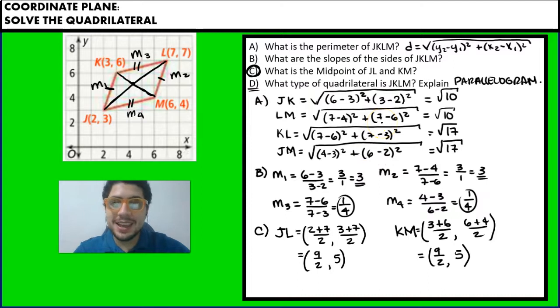And that's basically it for today, guys. So make sure that you review these basic formulas in order to be able to solve coordinate plane polygons.